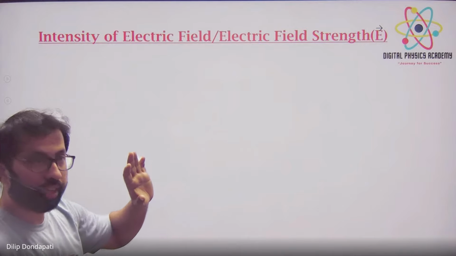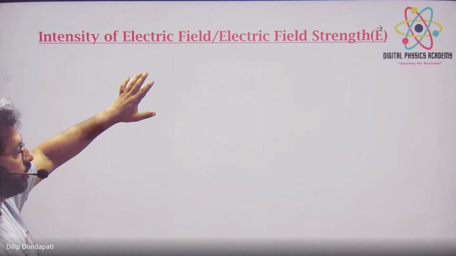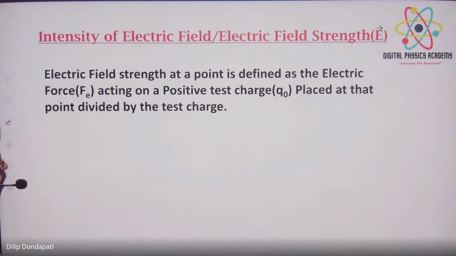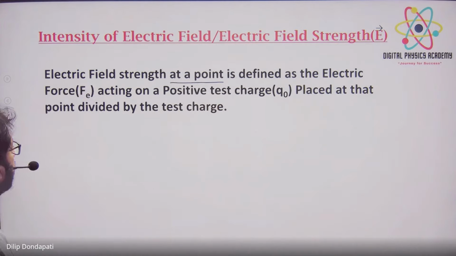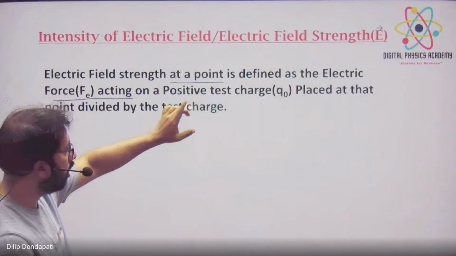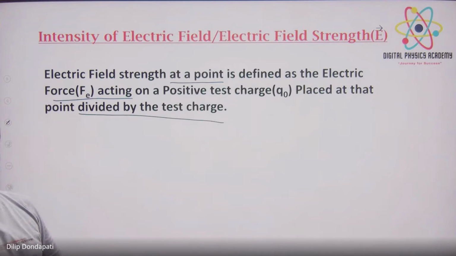Okay, so what is its definition? We will learn intensity; this is what we want to find. We can also call it electric field strength. So electric field strength at a point, we are talking about a point only, is defined as the electric force acting on a positive test charge placed at that point divided by the test charge. Okay, first write it down, then I'll explain.